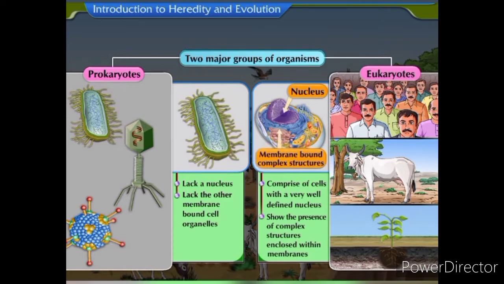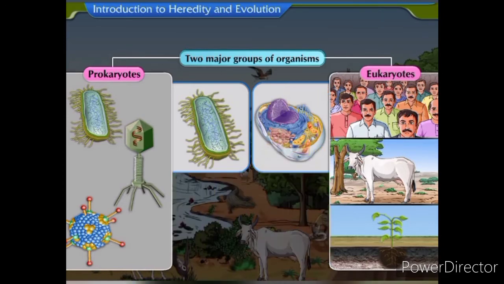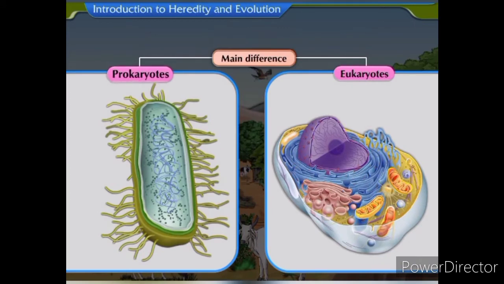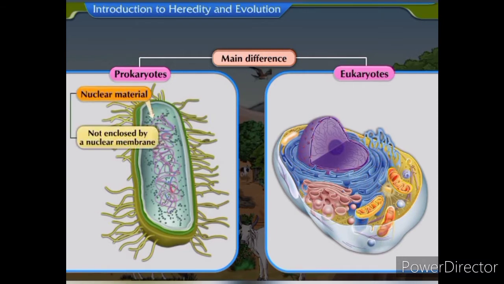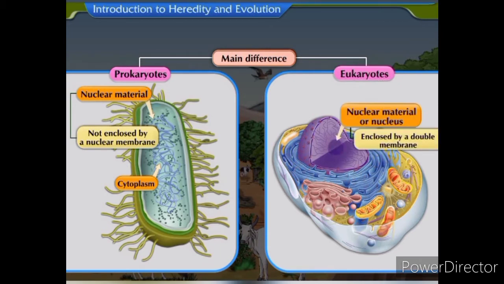structures enclosed within membranes. The main difference between prokaryotes and eukaryotes is that, in the case of prokaryotes, the nuclear material is not enclosed by a nuclear membrane, but is in direct contact with the cytoplasm. In eukaryotes, the nuclear material or the nucleus is enclosed by a double membrane called the nuclear membrane.